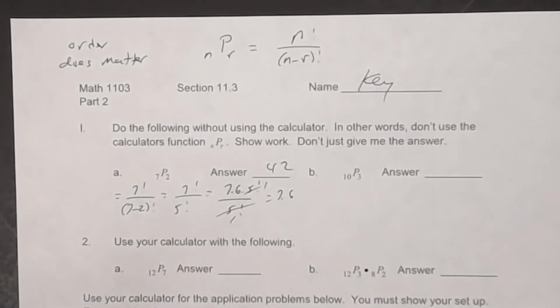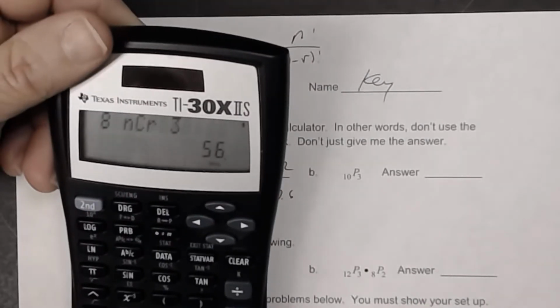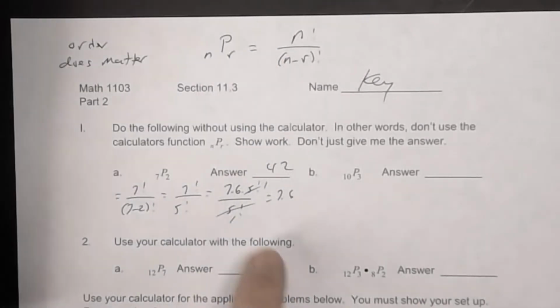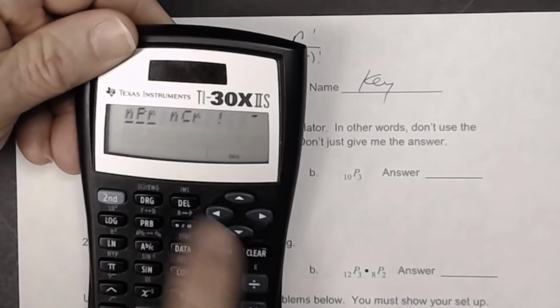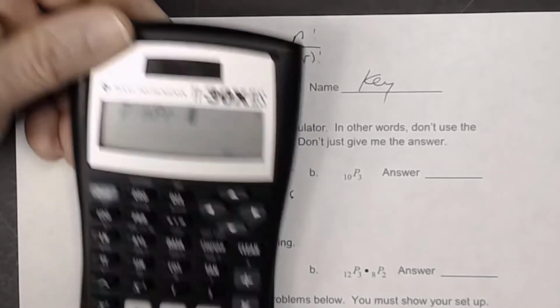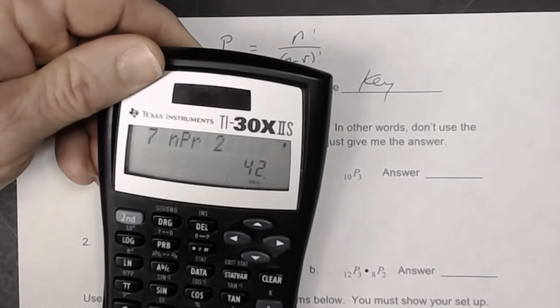Okay? And if you want to check your answer with your calculator, that's fine. So 7, you're going to go to probability, permutation, it's already underlined. And then 2, was it 2? Yep, 2, and you get 42.